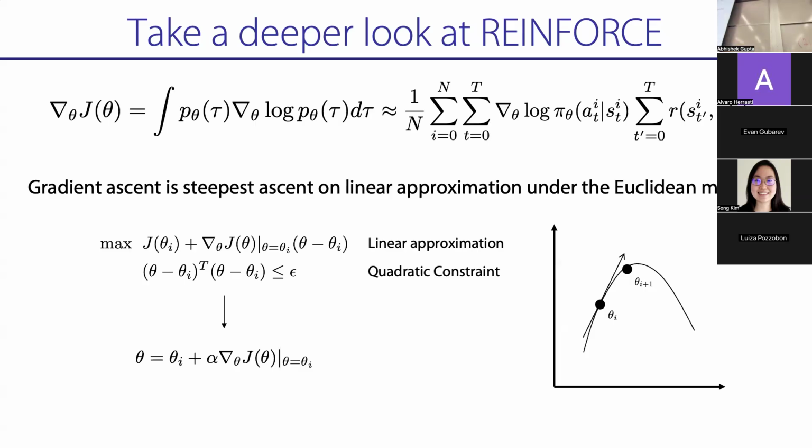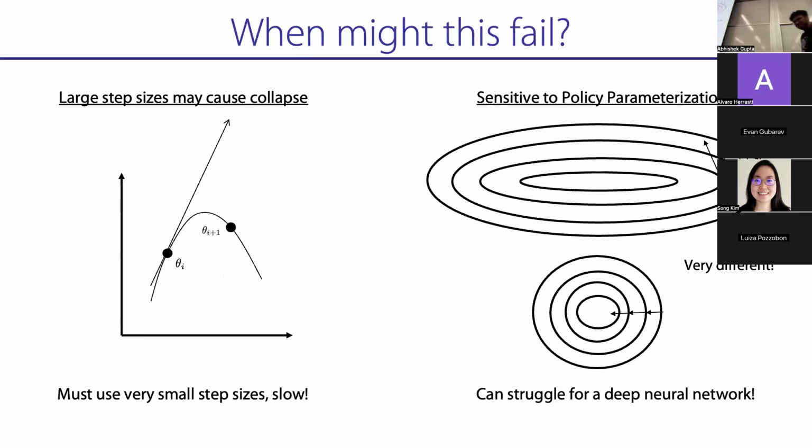But what's the problem with this? Why is this not always the best thing to do? When might this have problems? In this objective, I've set alpha to be a step size, chosen as a hyperparameter. But when is this not a great thing to do? Too large a step size, great. So you guys got both.